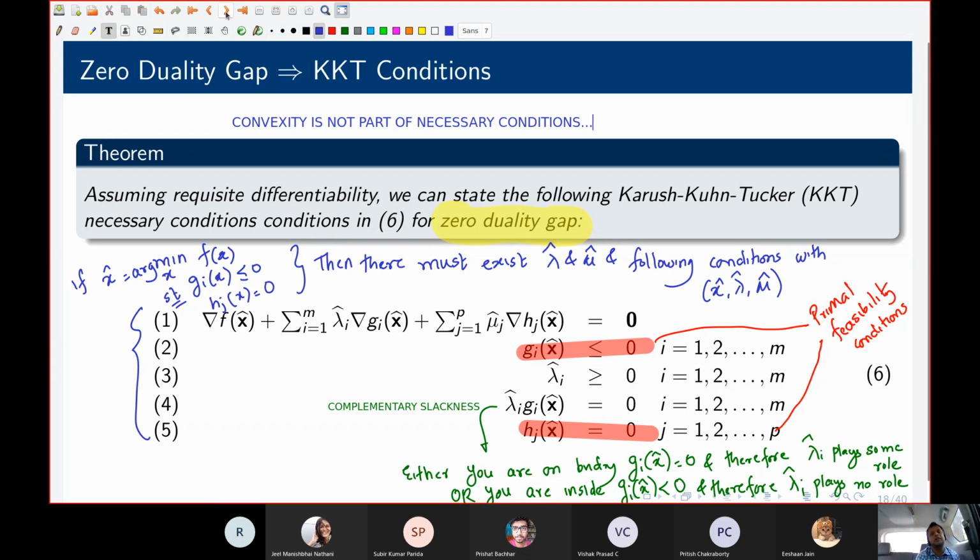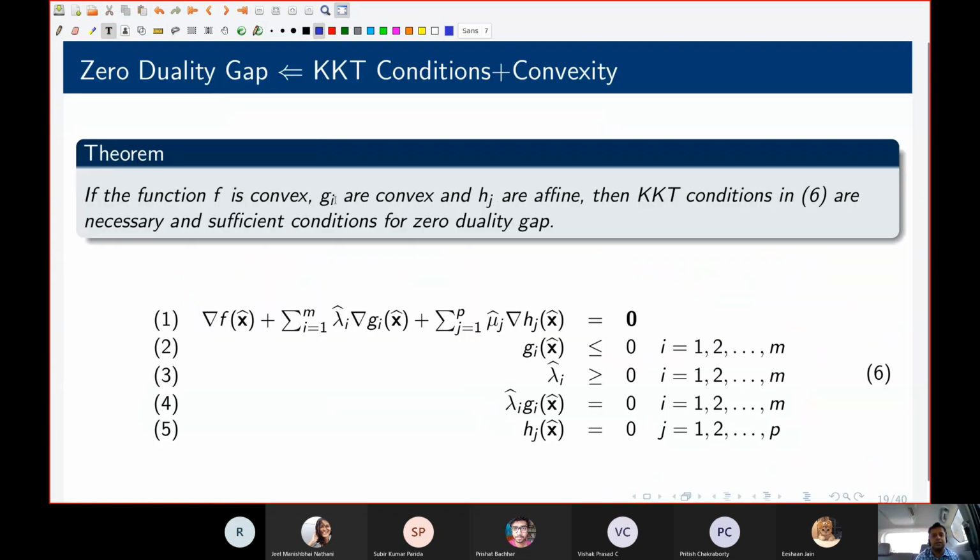However, they are part of the sufficiency condition, exactly as you pointed out. That's the next part. KKT conditions plus convexity imply the zero duality gap. So this is sufficiency, sufficiency owing to convexity.